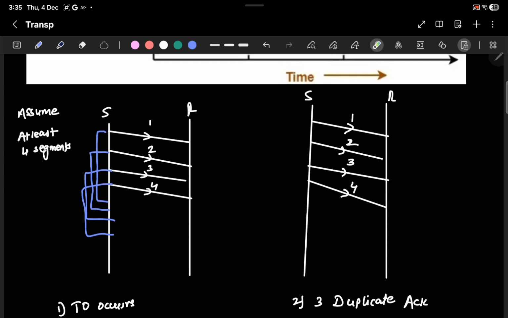what I mean by a timeout occurring is that one packet is lost, and after that all the packets are lost. That means if this packet is lost, after that all the packets are lost. This is called a timeout occurring. In such a situation, you are not receiving an acknowledgement for any of the packets. That means you can consider that this particular congestion is very severe.